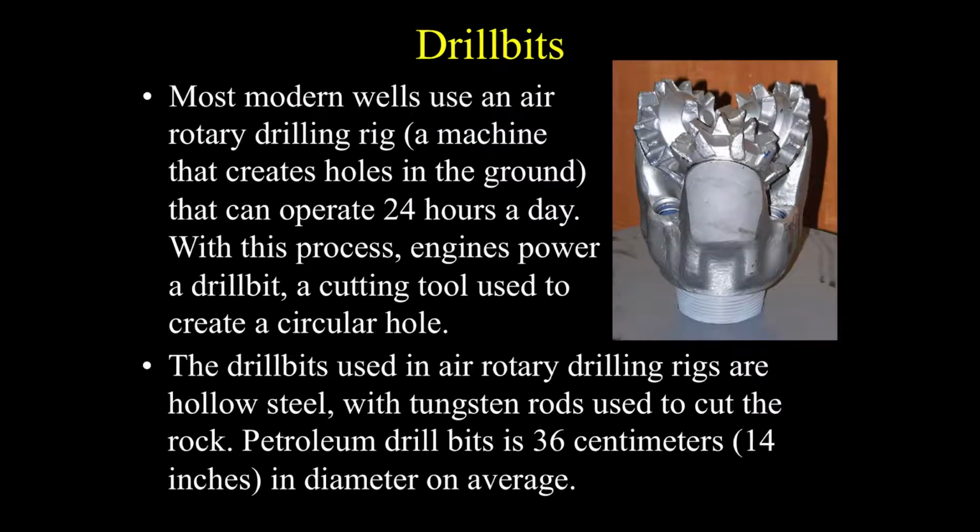Most modern wells use an air rotary drilling rig. This is a machine that creates holes in the ground that can operate 24 hours a day. With this process, engines power a drill bit, like the one shown here, a cutting tool used to create a circular hole. The drill bits used in air rotary drilling rigs are hollow steel, with tungsten rods used to cut the rock. Petroleum drill bits are 36 centimeters in diameter on average.